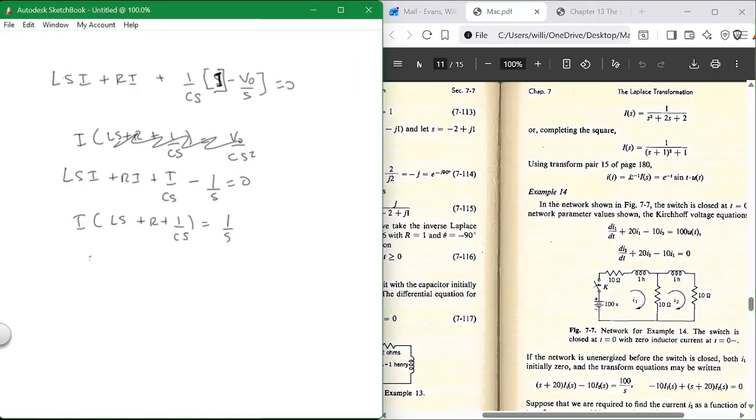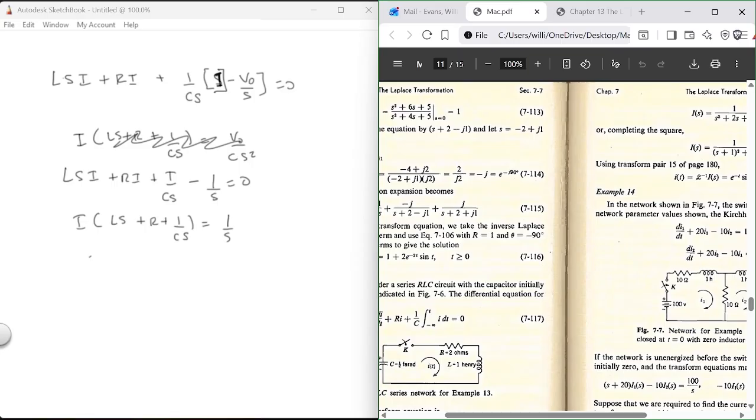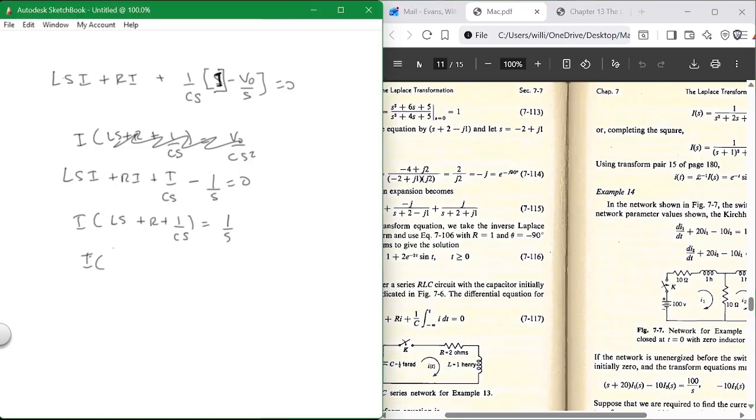Let's try. Let's get L here. L is 1. R is 2, and C is a half. So it would be S plus 2 plus 2 over S is equal to 1 over S. Now let's S squared plus 2S plus 2, the whole thing over S. This goes over there, so then I get, yeah, this is what this is. It's exactly what it is.